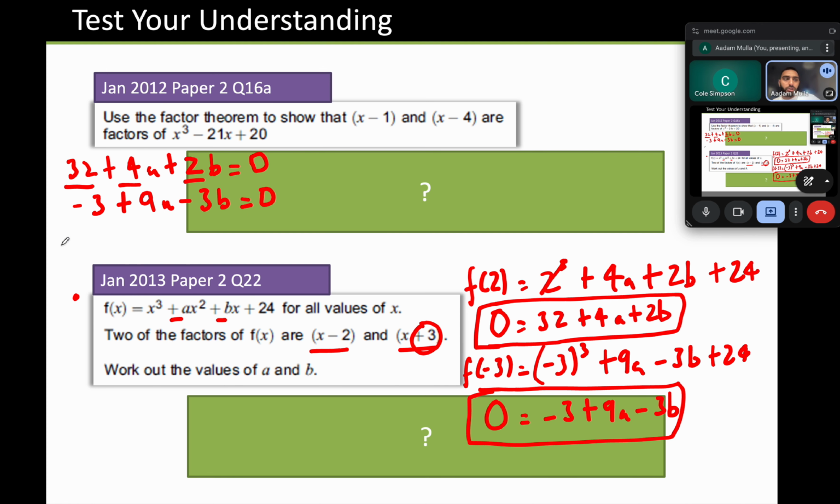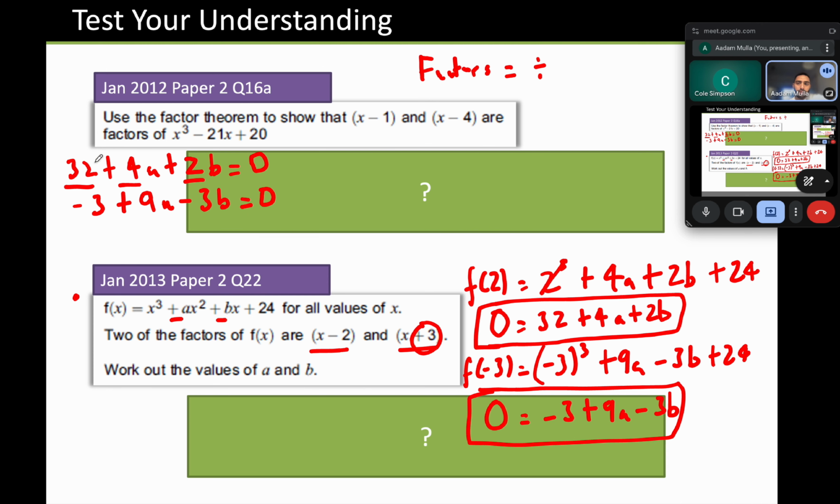32, 4 and 2, what do you notice? Anything in common with them? Common factors. Yeah, which common factor? 8. 8 is not a factor of 2. 8 is a multiple of 2 or 4, but it's not a factor. Factors are what you can divide by, and multiples are basically your times tables.